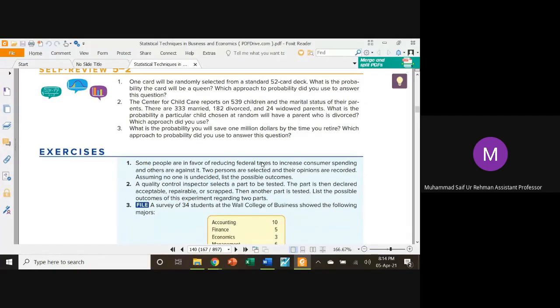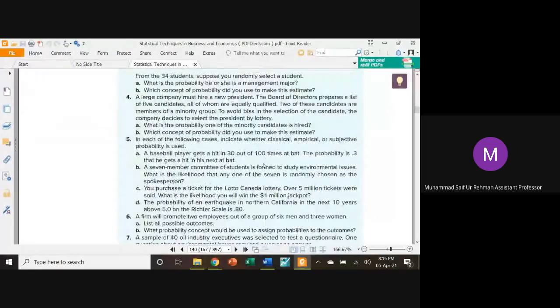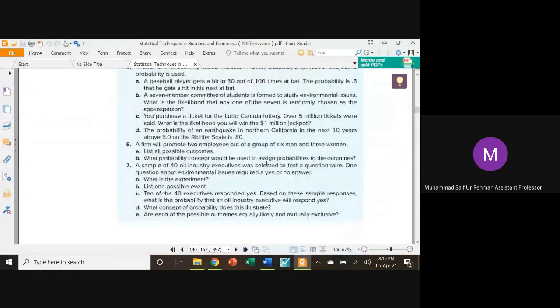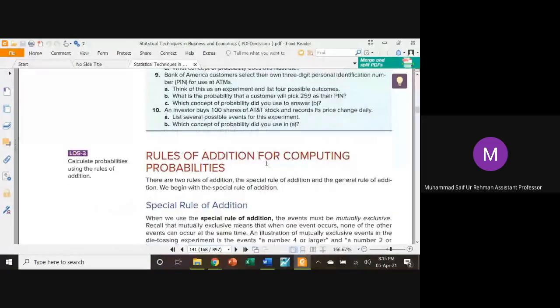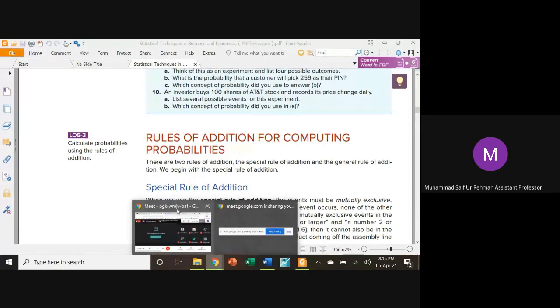You may solve these questions, or otherwise, inshallah, in the next class we shall try to solve these questions one by one. And then there are so many other things in the survey of probability concepts that we shall explain in detail in the next class, inshallah.